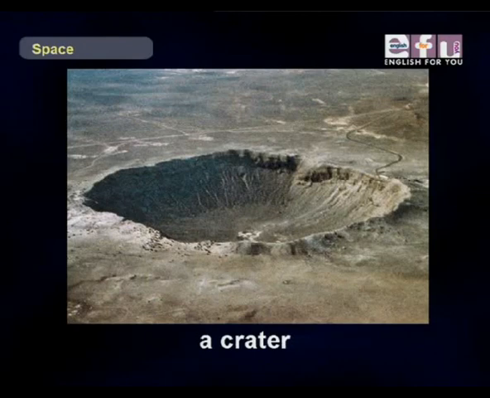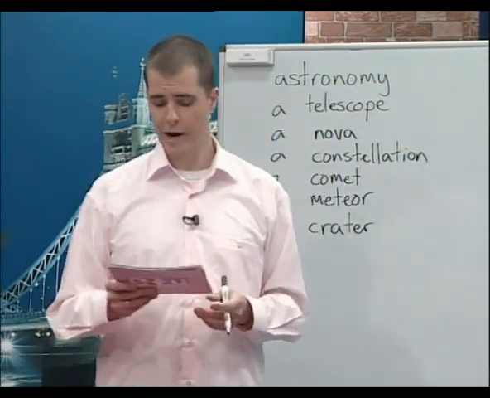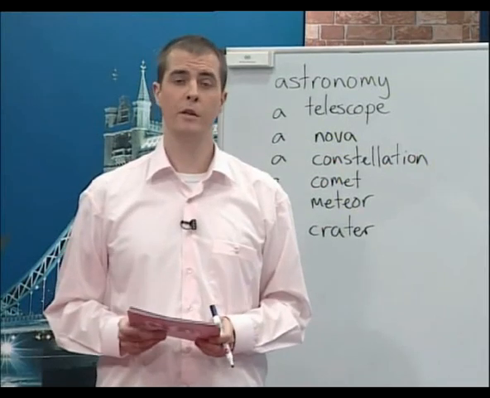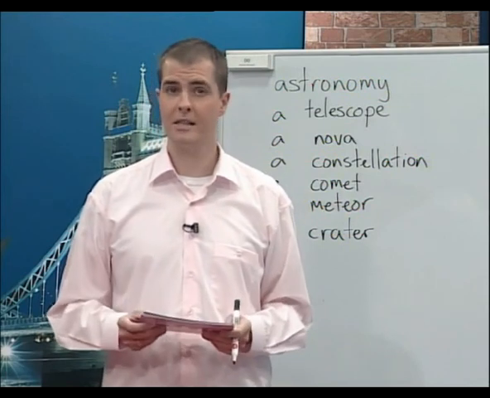A crater. A crater is a round hole in the ground made by something that has fallen from the sky, for example, a meteor. There are many craters on the moon.